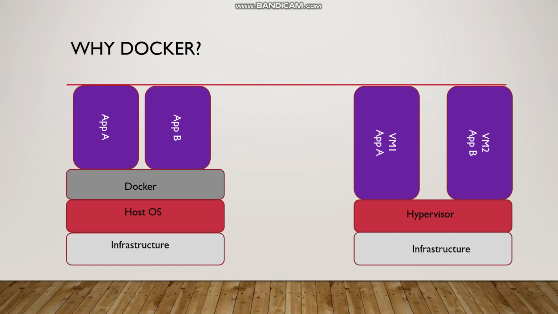So, the first slide here says why Docker. Basically you can see the two differentiating architectures, one on the left hand side and the other on the right hand side. The left hand side architecture is based upon Docker and the right hand side architecture is based upon VMs.